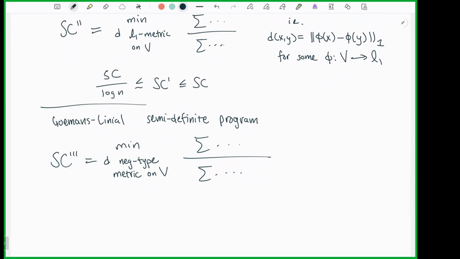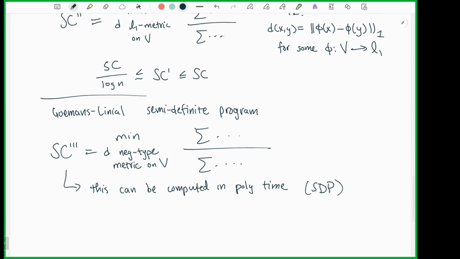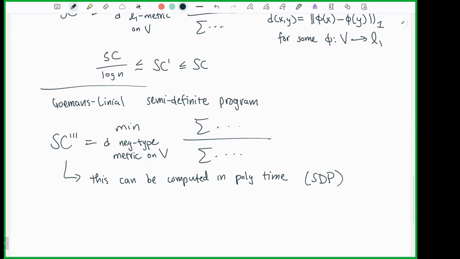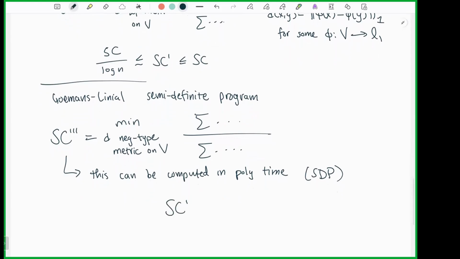I'll define negative type in a bit, but before we get there, the reason for introducing this to this problem was that this can be computed efficiently. So it's not a linear program anymore, it's a semidefinite program, but there are polynomial time algorithms for that. So that's the algorithms part. Then the question is, how good is this approximation ratio for this one? Because of course we still know that this thing will be less than or equal to the actual quantity we want.